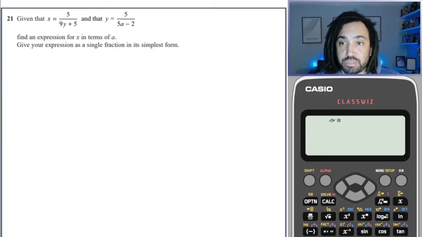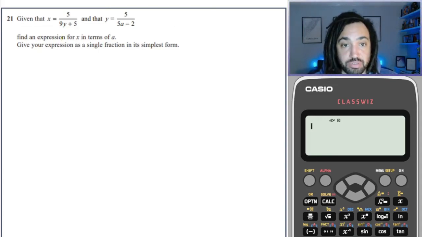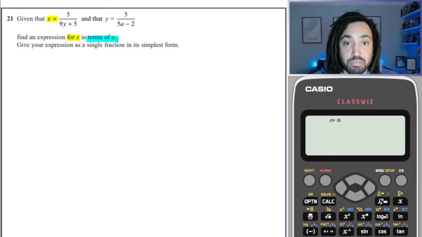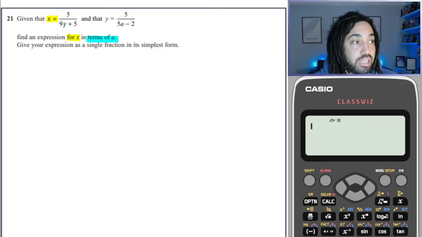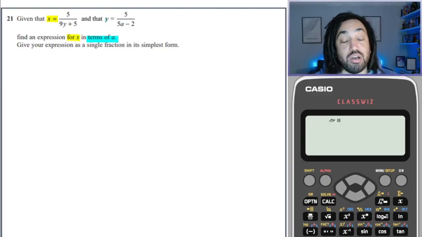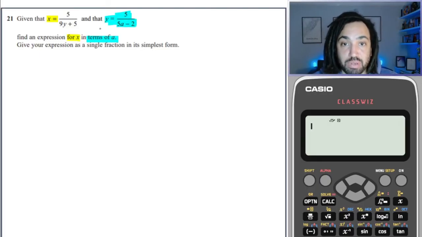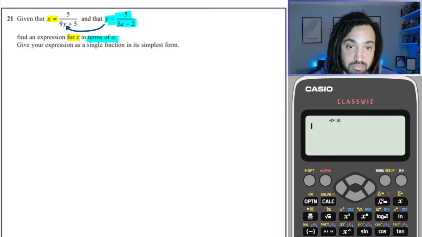Okay, we've got another one of these substitution questions. So once again, very similar to the one we've just done before. It wants an expression for x, and we've already got an expression here for x. But the problem is they want it in terms of a. And at the moment our expression is in terms of y. But never fear, we've got an expression for y in terms of a. So this guy is going to get plonked into here.